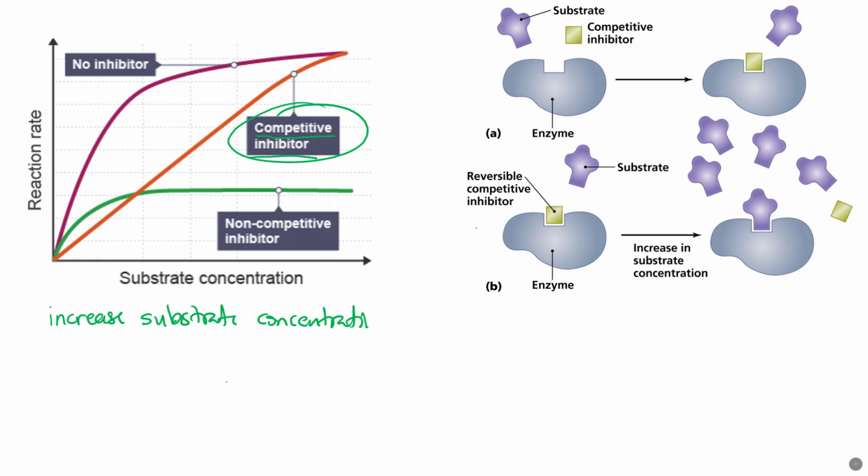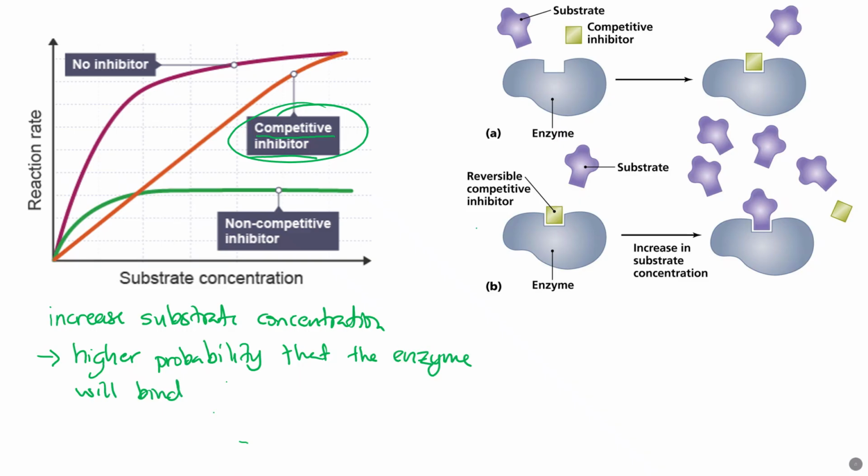When we increase the concentration of the substrate, there is a higher probability that the enzyme will bind to the substrate rather than the inhibitor. Okay, so again, this is true as we have seen it before.